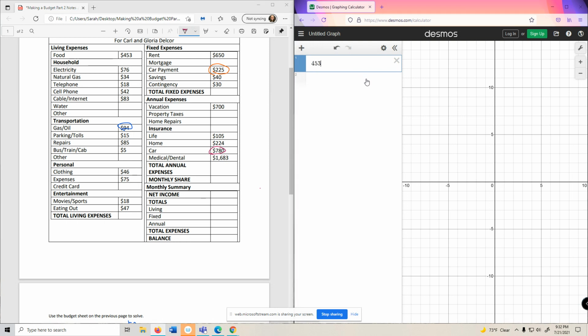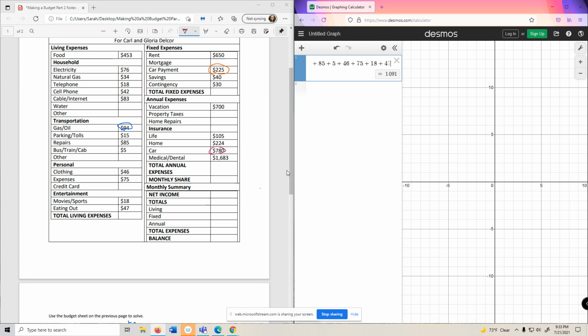So food is $453, electricity is $76, natural gas is $34, telephone is $18, cell phone is $42, cable and internet is $83, gas and oil is $94, parking and tolls is $15, repairs $85. These are like car repairs. $5 for bus, train, cab, etc. $46 for clothing, $75 for other expenses, $18 for movies and sports, $47 for eating out.